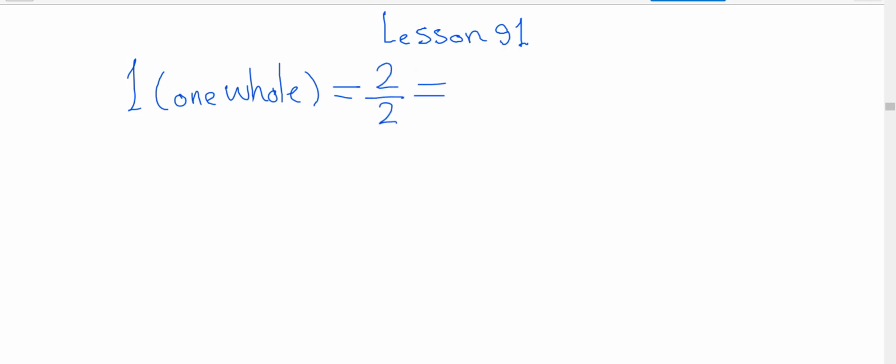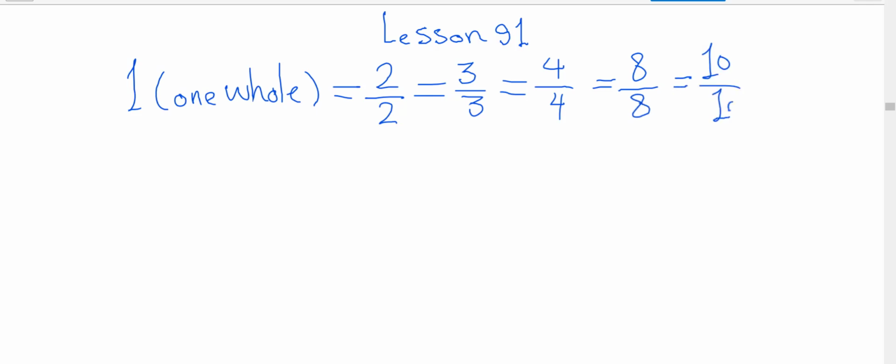From the previous lessons, we know that one whole equals 2 over 2, or equals 3 over 3, or equals 4 over 4, or 8 over 8, or 10 over 10, and so on.